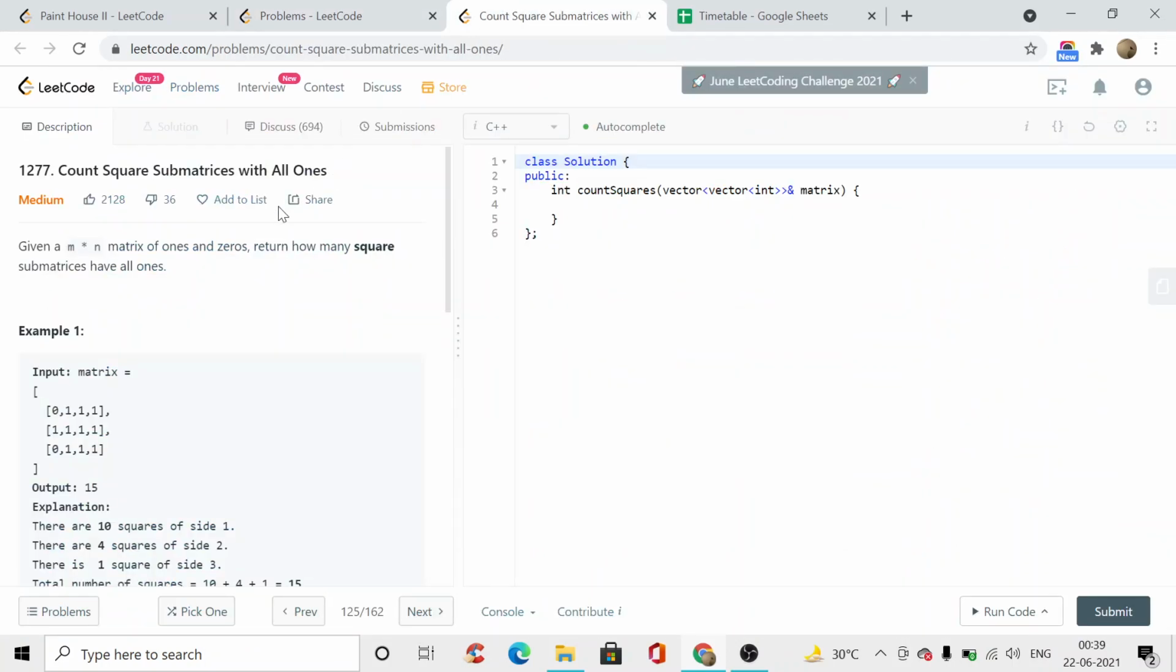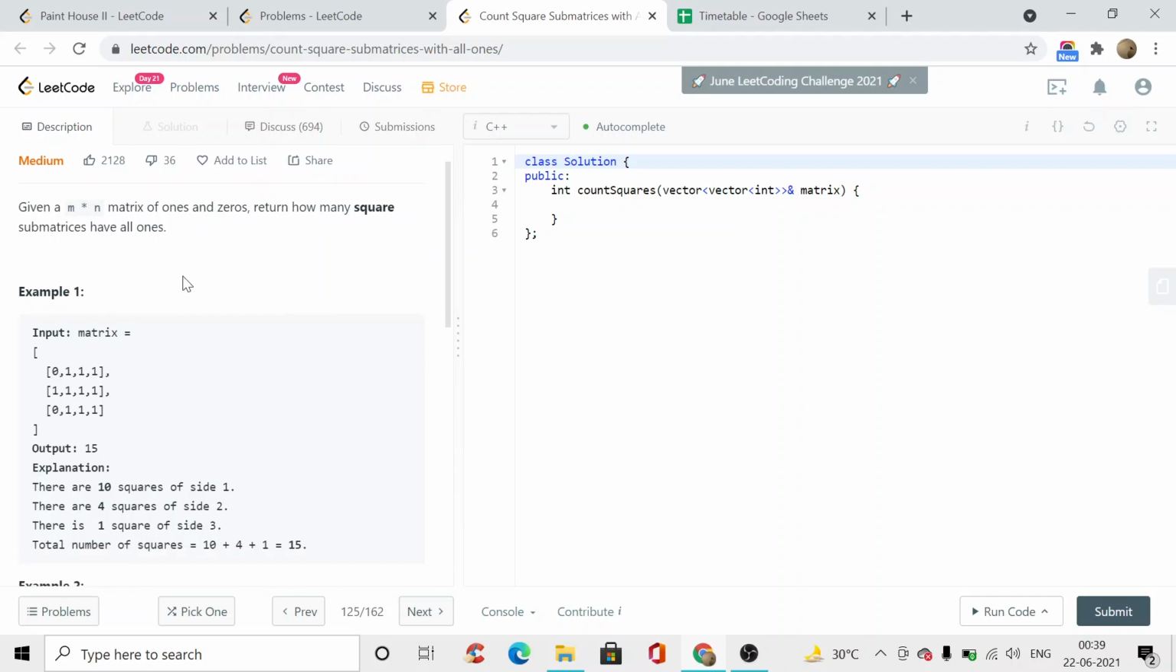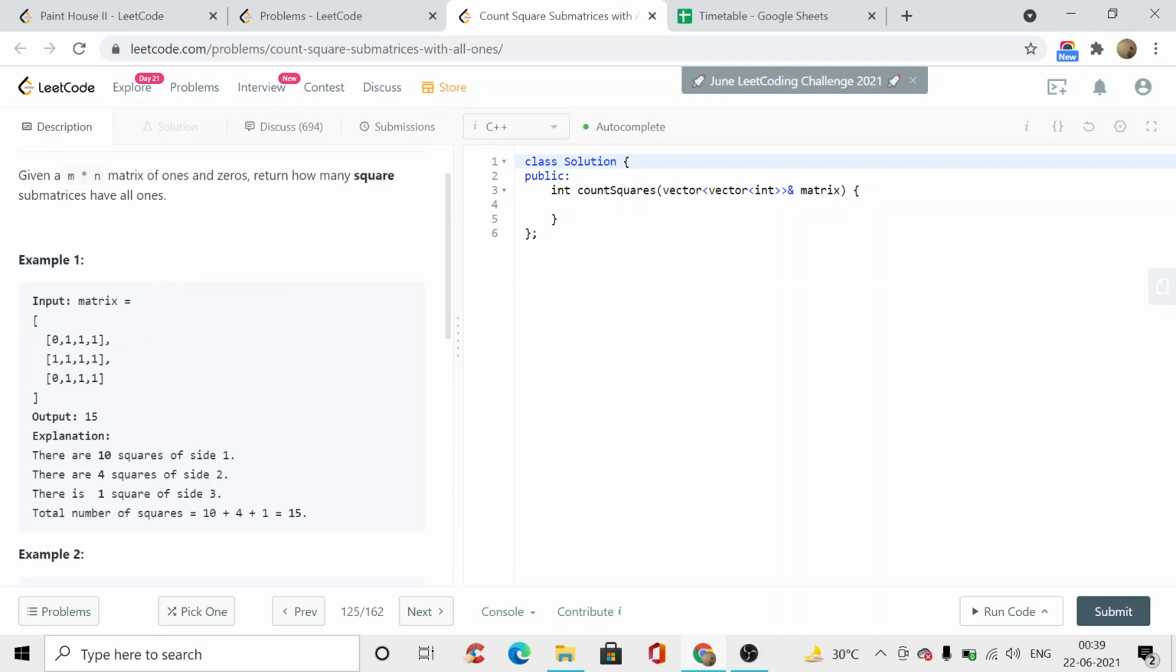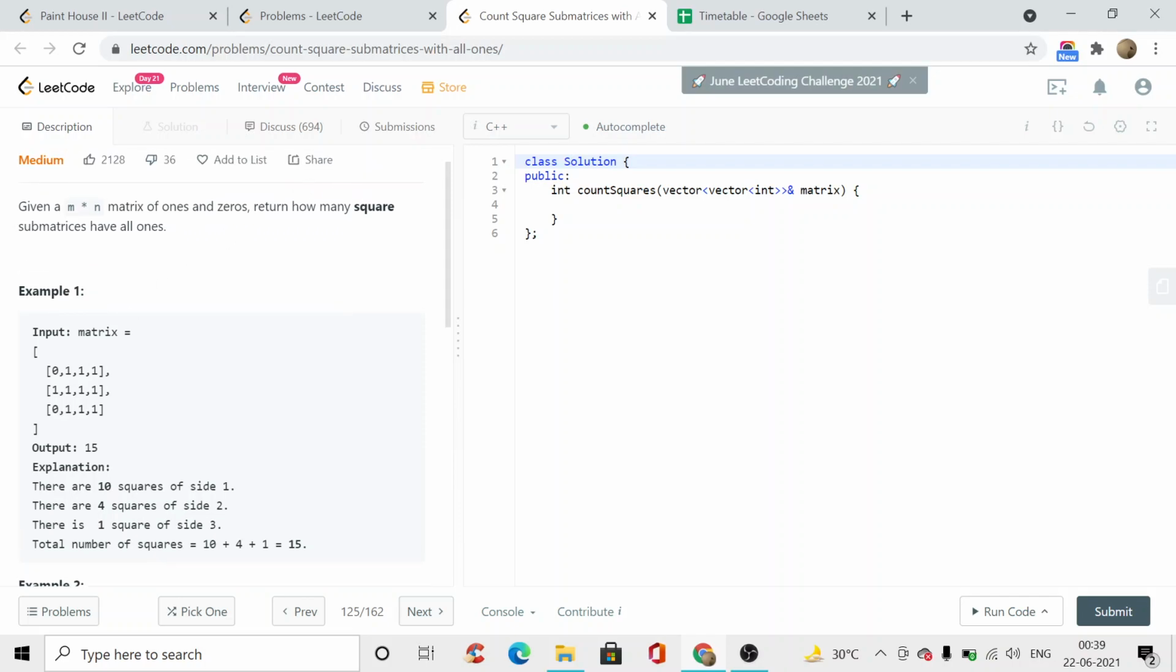Let's take this question. This is count square submatrices with all ones. Given an m by n matrix of 1s and 0s, return how many square submatrices have all ones. So we have this matrix and we need to tell how many square matrices have all ones. So it has to be of same length and width.